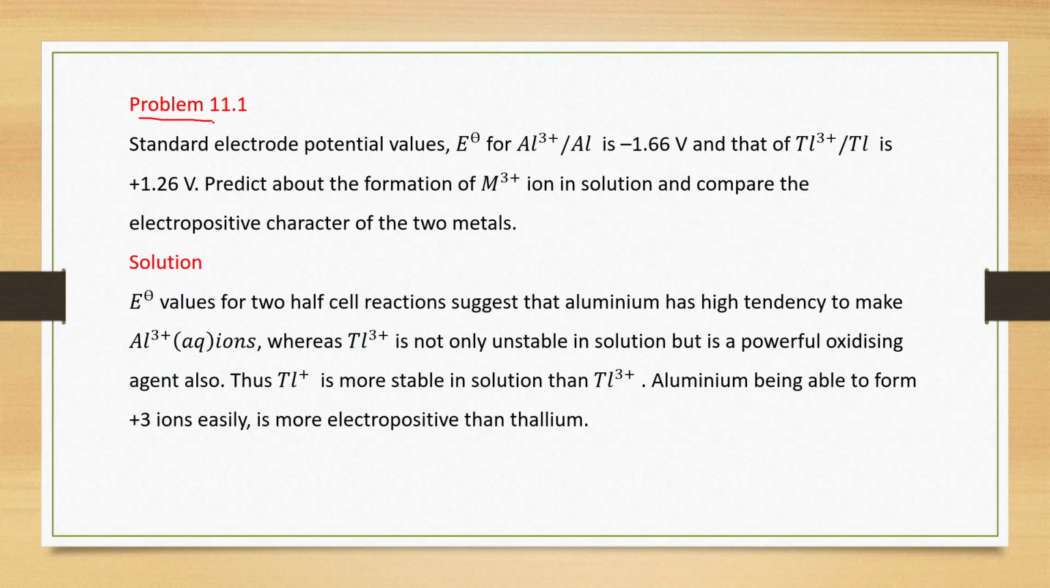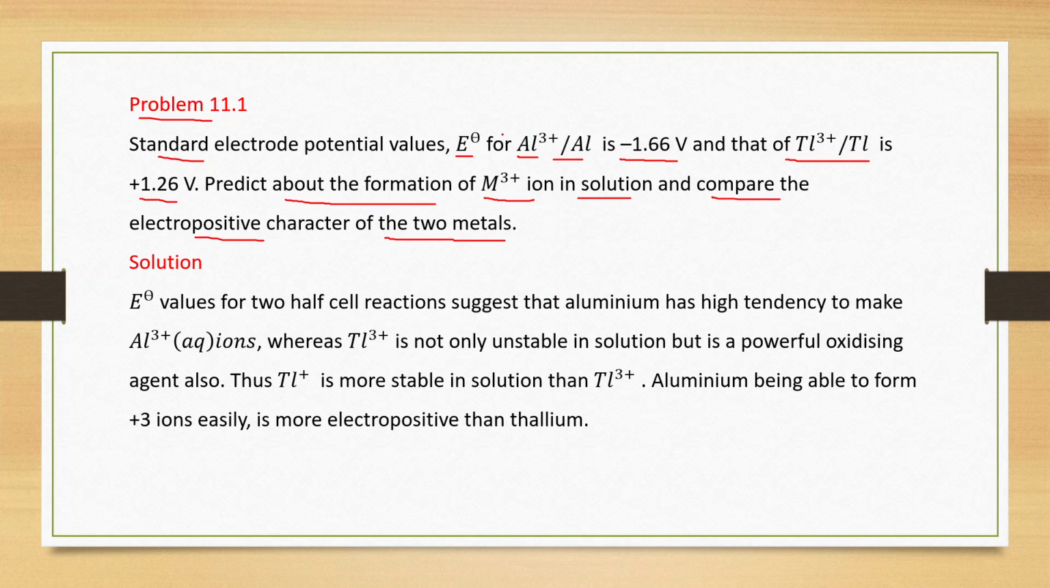Now one problem, 11.1. Standard electrode potential values, that is E naught for Al3+/Al is −1.66 volt and that of Tl3+/Tl is +1.26 volt. Predict about the formation of M3+ ion in solution and compare the electropositive character of the two metals.